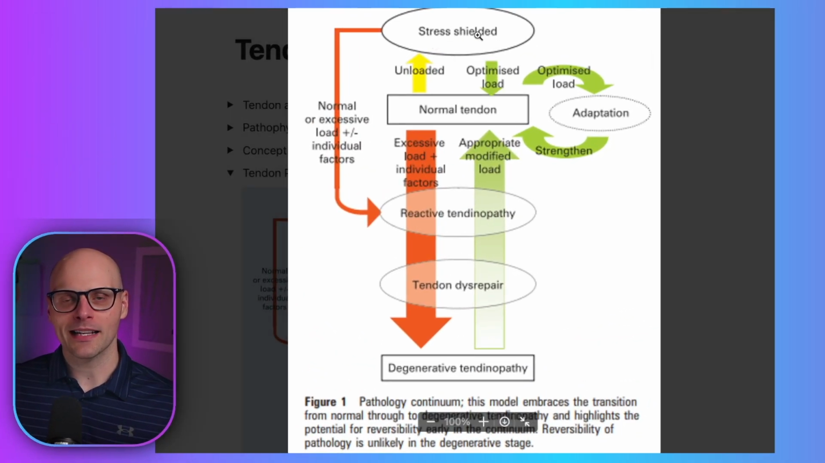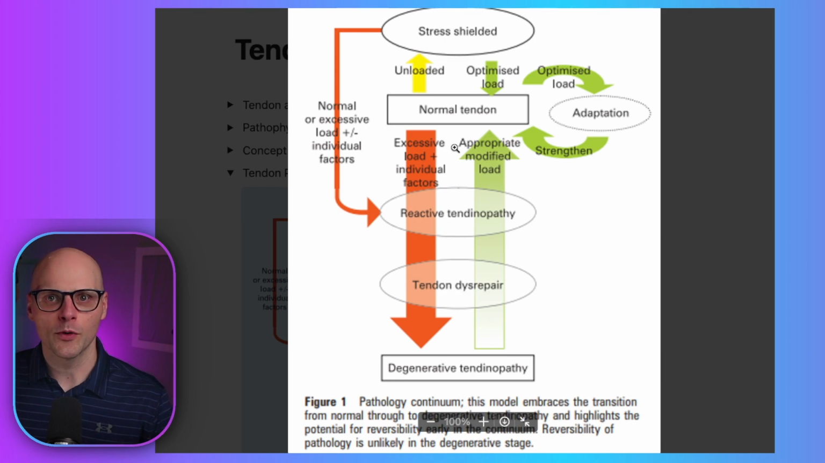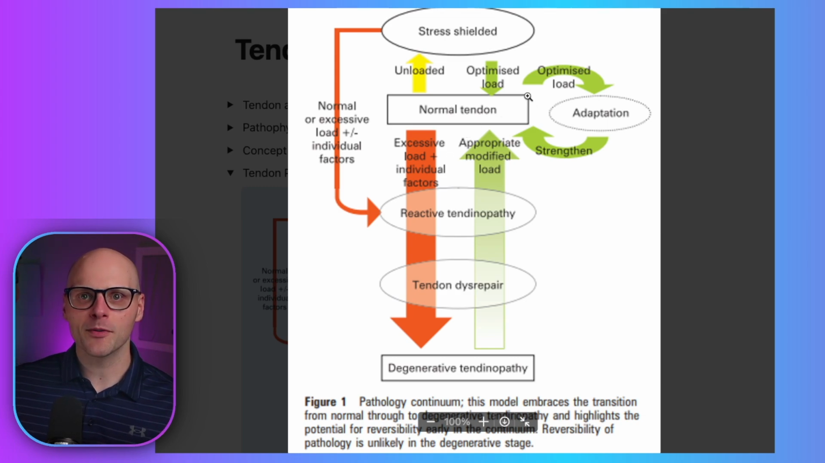Then we optimize it back, say, hey, let's get some loading going there. We get back to our normal tendon potentially. But from here, we can go a couple of different ways, right? So we'll go to the right here first. We have an optimized load, right? So we talked about the right dose at the right time. An optimized load of the tendon leads to an adaptation. It strengthens it, still stays normal. That's great. This is the cycle right here we want to stay in, where we're just constantly loading it appropriately.